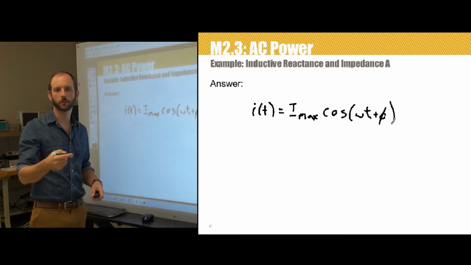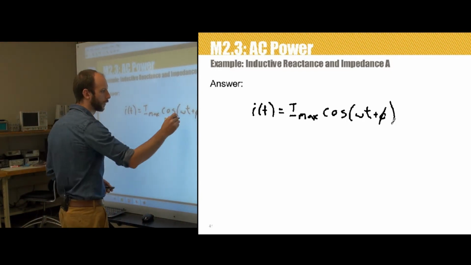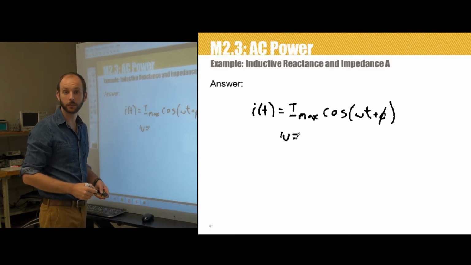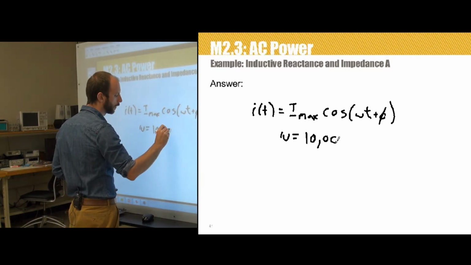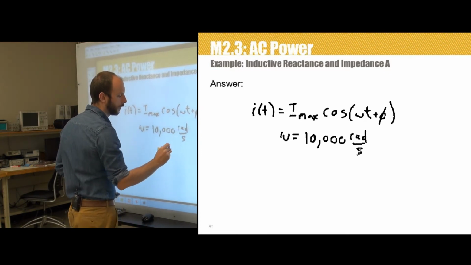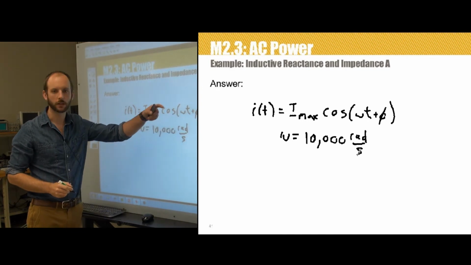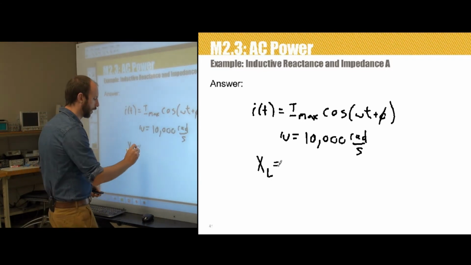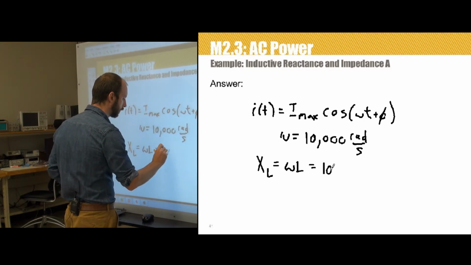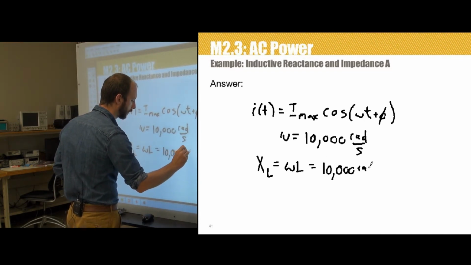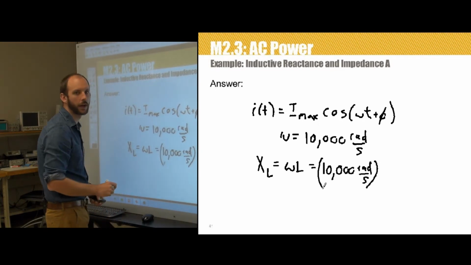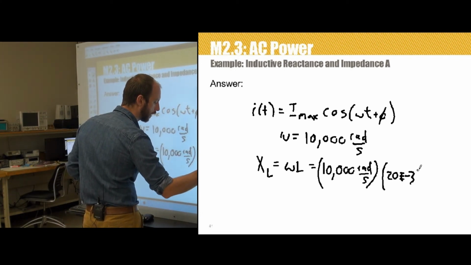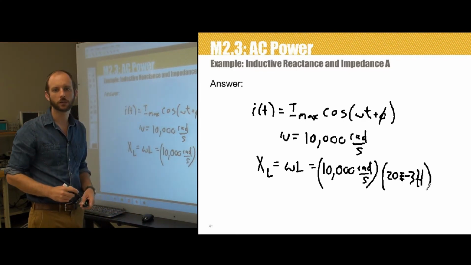So what's important if we're determining impedance is we have to figure out what the angular frequency is. From our problem statement, omega, the term that multiplies t, equals 10,000 radians per second. If you have trouble remembering the units, it's got to be radians, it's got to be an angle. So X sub L is therefore equal to omega times L, that's 10,000 radians per second, multiplied by L, which was 20 millihenries, that's 20 e to the minus 3 henries. And so we get an inductive reactance of 200 ohms.